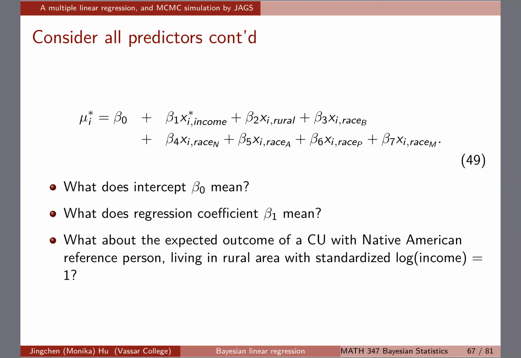So it's going to be standardized log income equal to 0. And then it's going to be not in a rural area, so it's an urban CU. And then it's not any of the non-reference groups of the race category, so it's going to be the reference category, which is white. So that's why Caroline was saying beta 0 is for a white CU in an urban area whose standardized log income is 0.